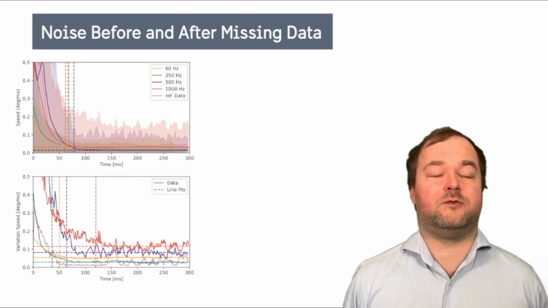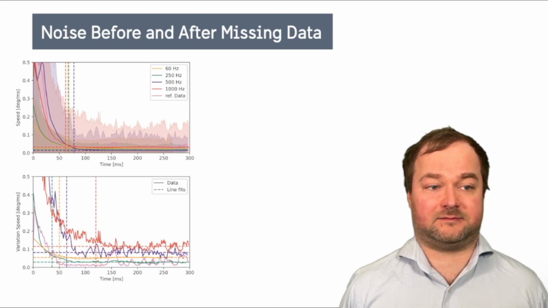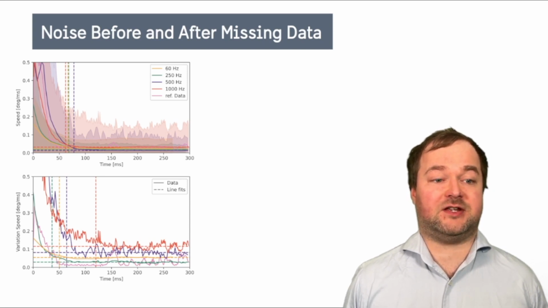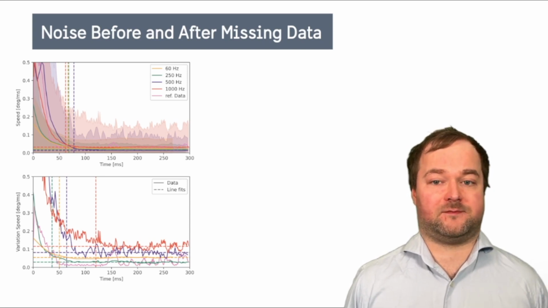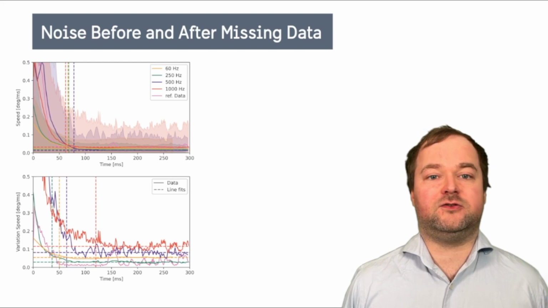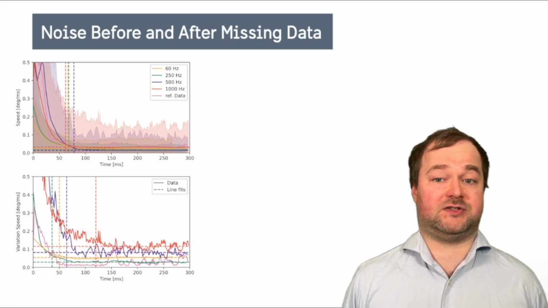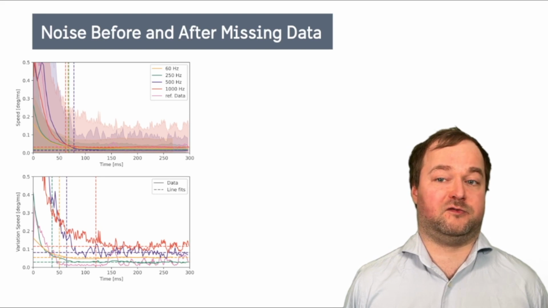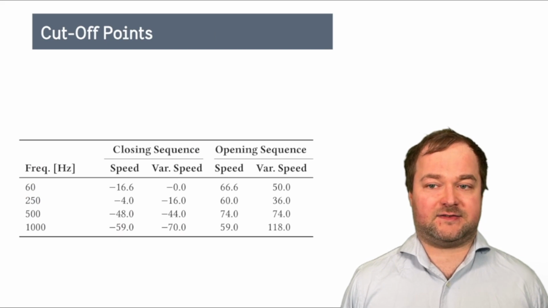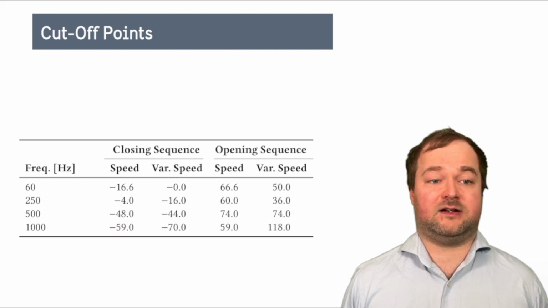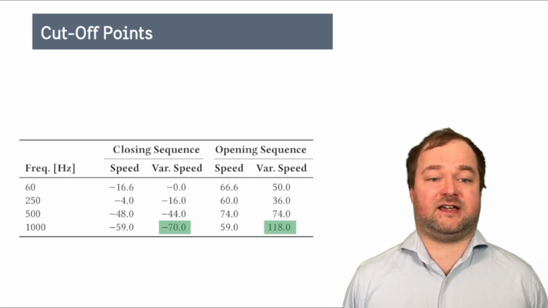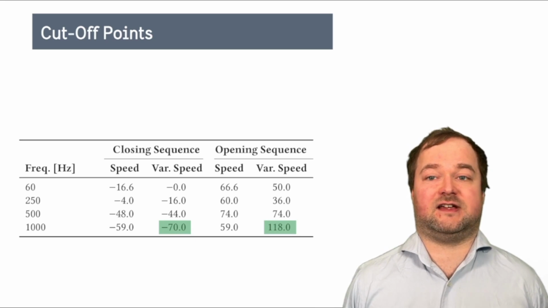Similar to the last slide, we can also look at the data after missing data. Again, the horizontal dashed line represents the mean speed and mean variation of speed of the second half of the figure. The vertical dashed line represents the point of convergence. We can again use these vertical lines as potential cutoff points, after which the data is affected by the movement of the eyelids. To put the vertical lines into numbers, we've shown that eyelid movements can affect eye tracking data up to 70 milliseconds before missing data occurs and up to 118 milliseconds after missing data.